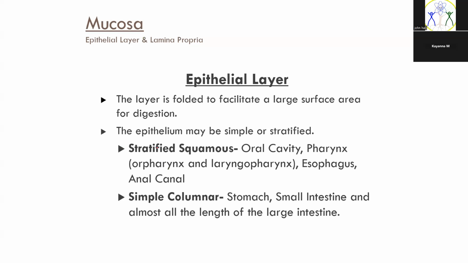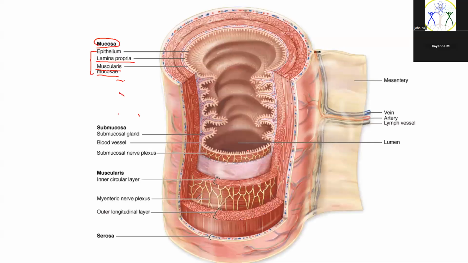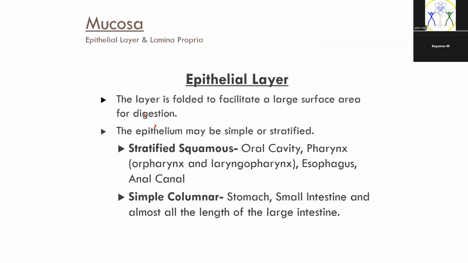It mentions here epithelial layer. The layer is folded to facilitate large surface area. We'll talk more about that later when we're looking at individual sections. It mentions the epithelium may be simple or stratified. This is now looking at the, remember when I mentioned simple columnar, I was talking about the tubes here. So we're talking about large intestine, small intestine, right?